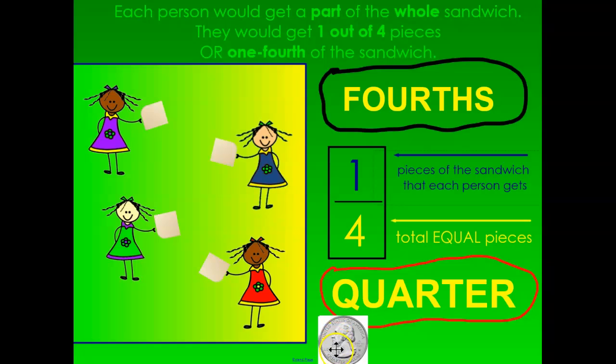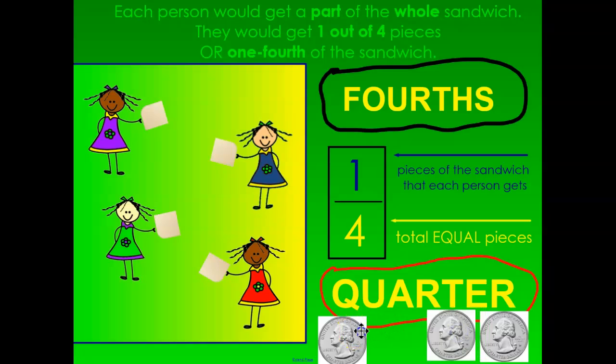Now we think of quarters with money. Do you remember how many quarters equal $1? Let's see, 1, 2, 3, 4. That's right. 4 quarters equal $1.